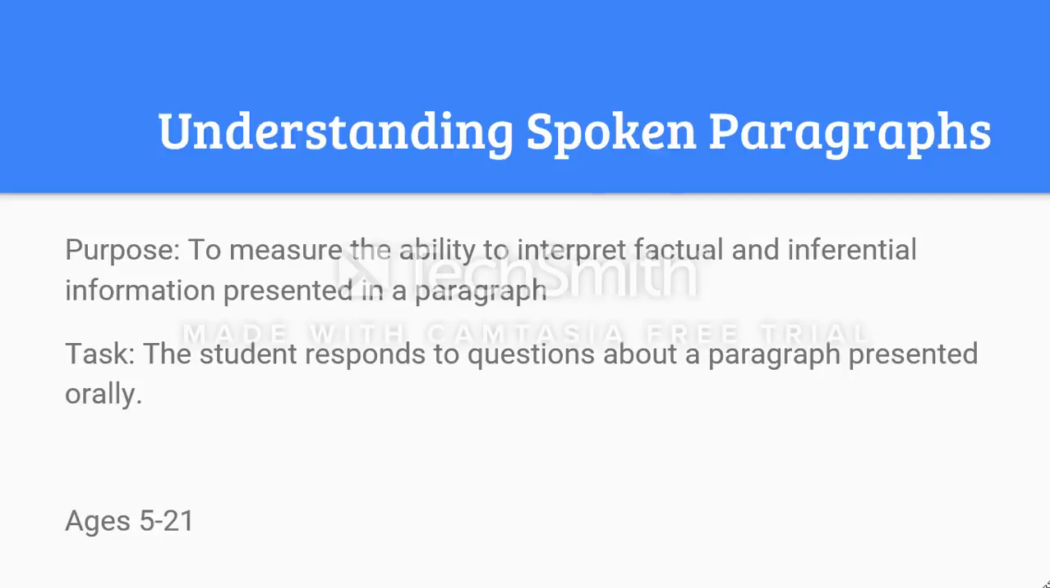The next subtest is understanding spoken paragraphs, and it is done to measure the child's ability to interpret information from a presented paragraph, whether it be facts or to make inferences. For this, the student answers questions about a paragraph that the examiner presents. This is appropriate for ages 5 to 21.